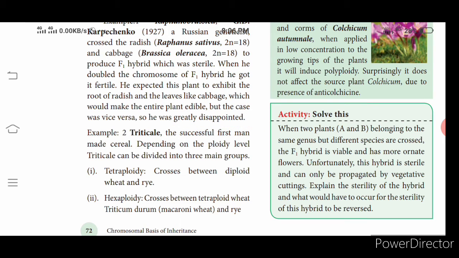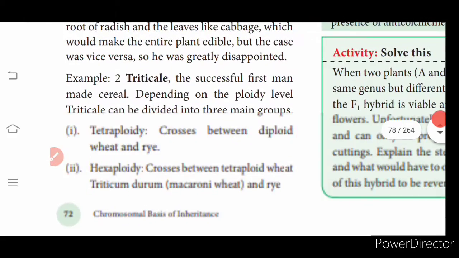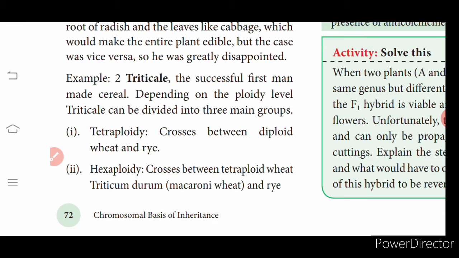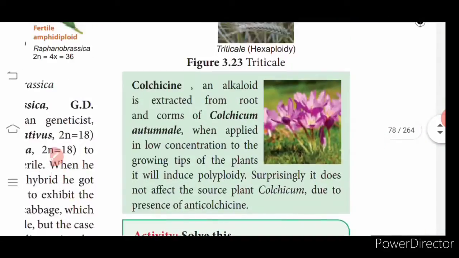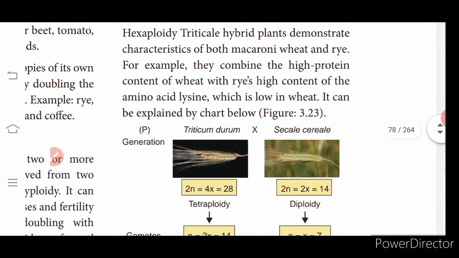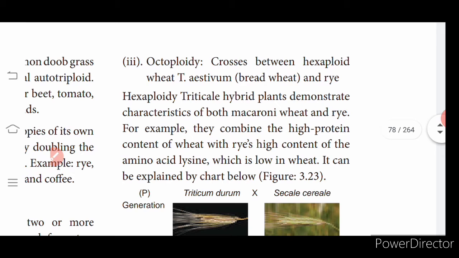Okay. So next we have the successful condition of triticale. Depending on the polyploidy level, triticale can be divided into 3 conditions. They are tetraploidy, where the cross is made between diploid wheat and rye. Hexaploidy, the cross made between tetraploid wheat, Triticum durum, and rye. So, why are we making this condition? Octoploidy, the cross between hexaploid wheat, Triticum aestivum, and rye.